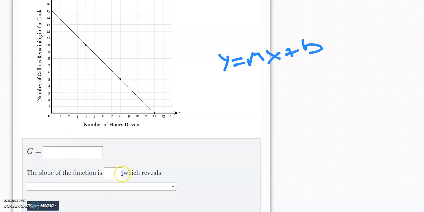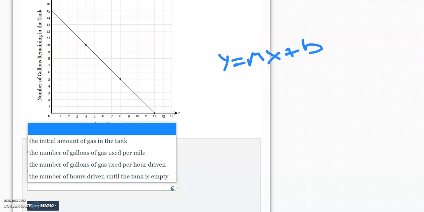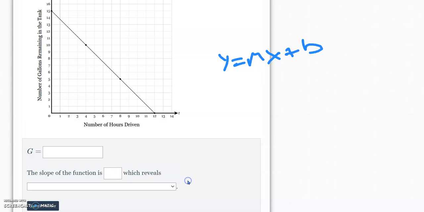We're going to talk about the slope in this problem, and then we're going to talk about how the slope connects to the number of gallons of gasoline that's remaining. So first, let's do what we've done before in the past. Let's analyze how far the rule is.